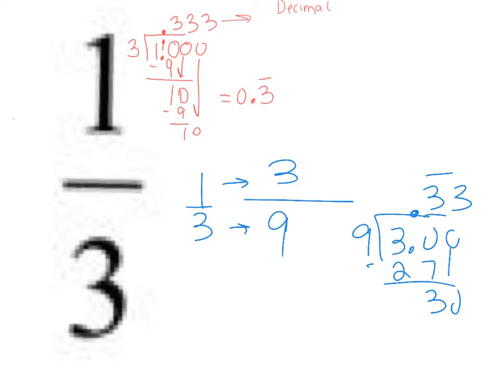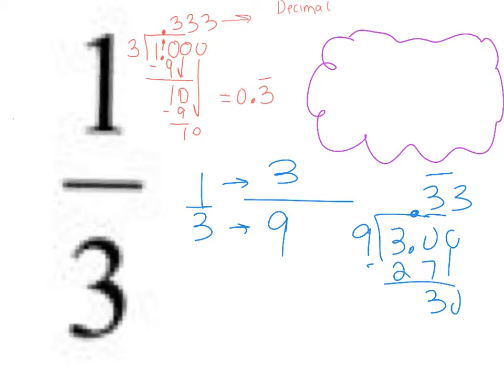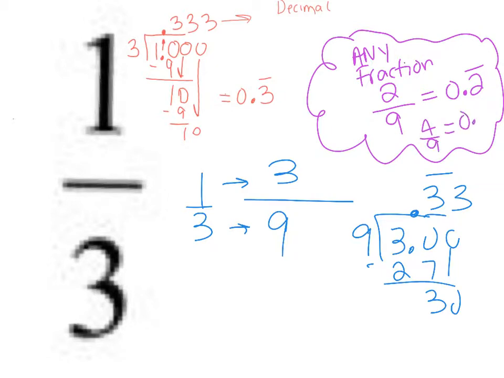So the shortcut that the mathematicians discovered, which I think you might find very useful, is any fraction whose denominator is 9 is a repeating decimal. So for example, 2/9 is really 0.2 repeating. 4/9 is really 0.4 repeating. 5/9 is really 0.5 repeating.